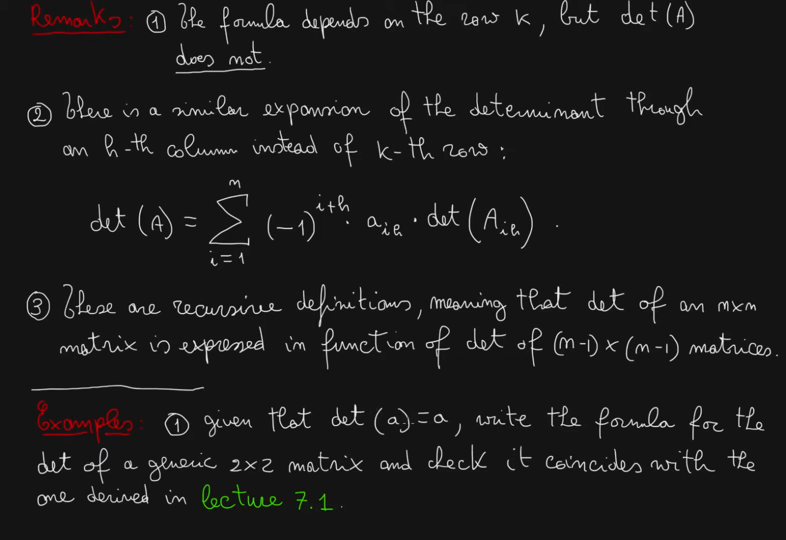So given that the determinant of A equals A, we will write the formula for the determinant of a generic 2 by 2 matrix and check it coincides with the one we derived in lecture 7.1. Remember that in that lecture we showed that applying the defining rules of the determinant, there will be a unique function respecting these rules, and this unique function had an explicit expression in terms of the coefficients of the matrices. So let's see if we can recover the same expression using the Laplace formula instead.